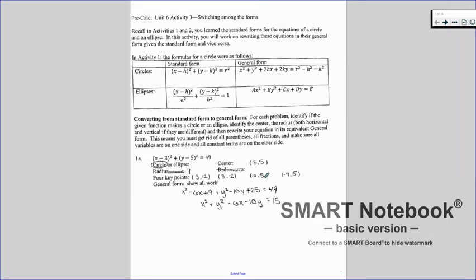All right, here we are for activity number 3, switching among forms. Here we're going to be looking at going between standard form and general form for circles and ellipses. Recall activities 1 and 2, you learned the standard forms for the equation of a circle and ellipse.